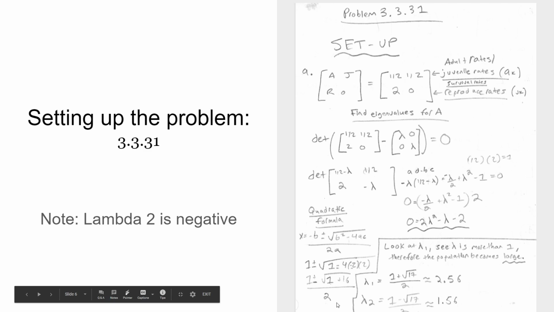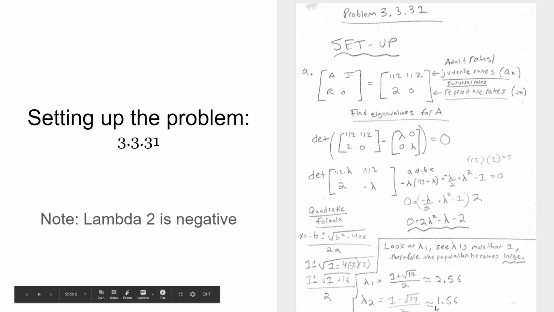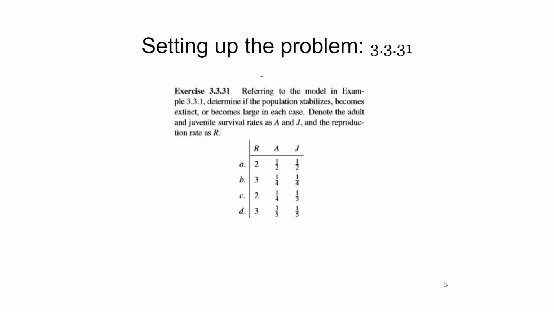And then you take this number, and this is also very important. You only focus on the positive lambda. This is a mistake. Lambda 2 should be, in fact, negative, because it's a minus square root of 17. But you notice here that you have a 2.56 as part of your solution. Now you have to figure out what this means. And I had to look this up.